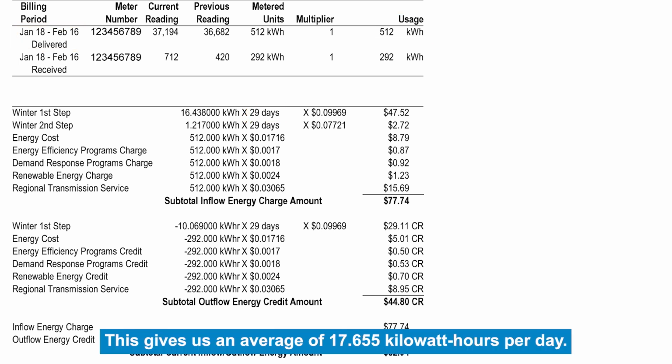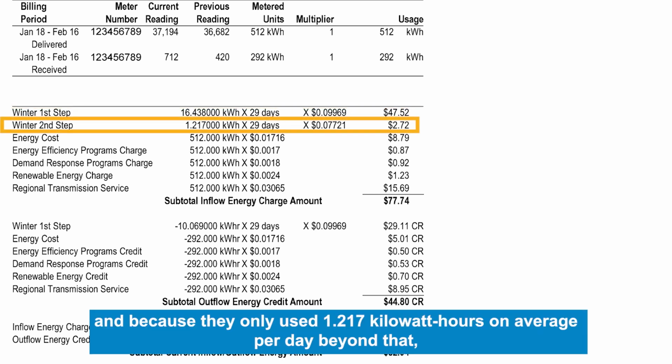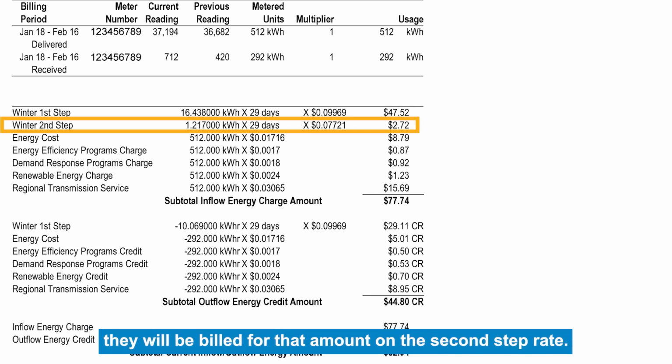This gives us an average of 17.655 kilowatt hours per day. The first 16.438 of those maxed out the first step rate, and because they only used 1.217 kilowatt hours on average per day beyond that, they will be billed for that amount on the second step rate.